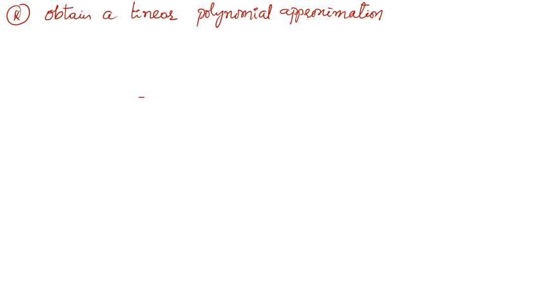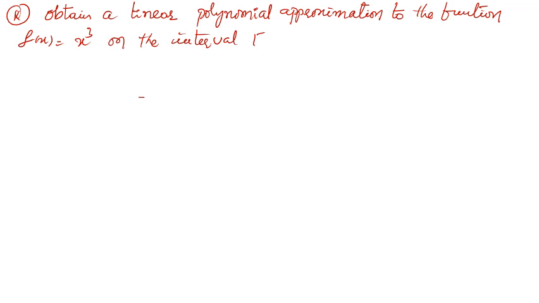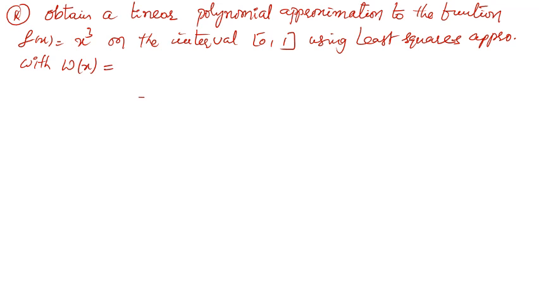Now see the first problem. Obtain a linear polynomial approximation to the function f of x equal to x cube on the interval 0, 1, using least squares approximation, with the weight function w of x equal to 1.